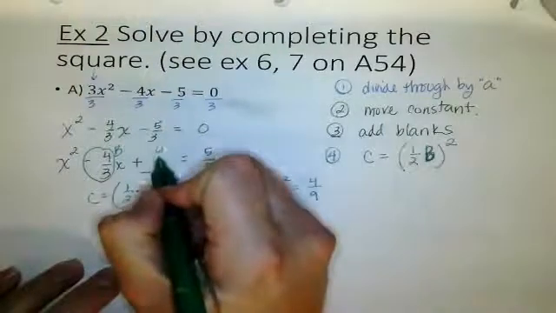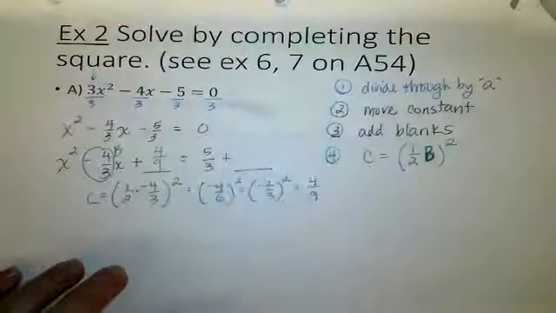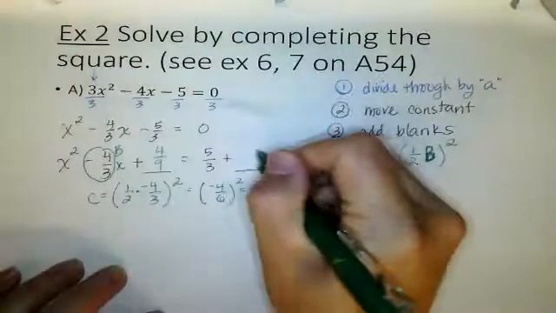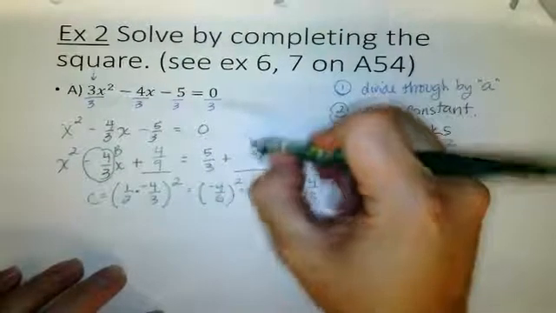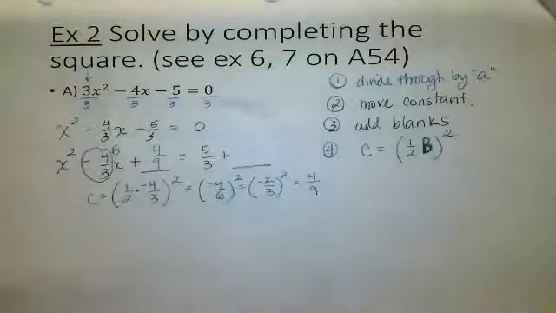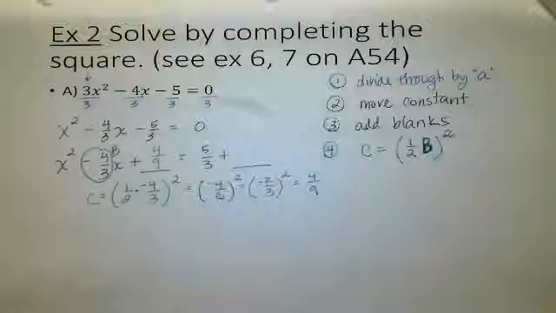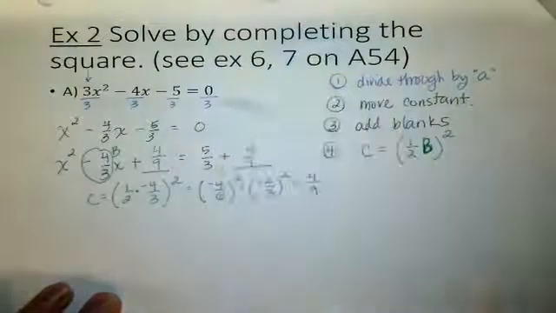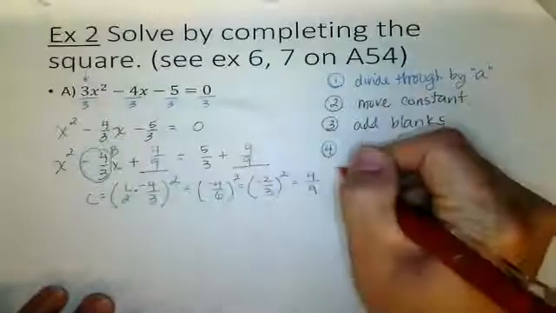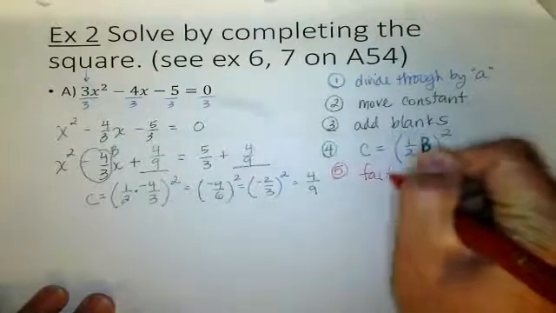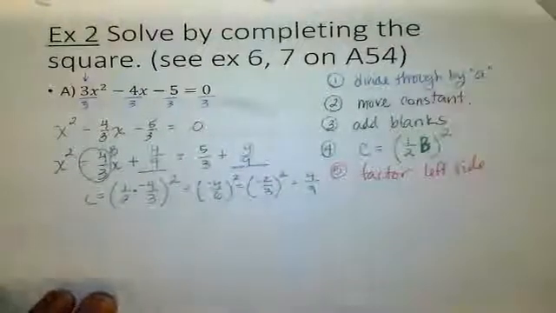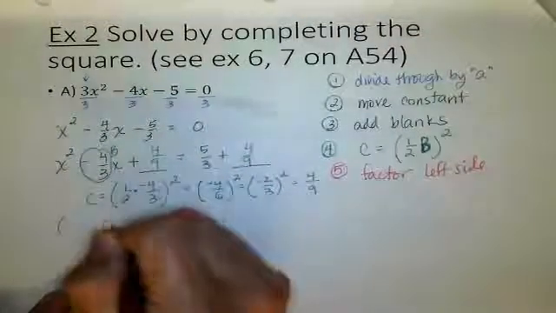Now, how come I had to add that blank to both sides of the equation? So it stays the same, right? We have to keep our equation balanced. So I can't just add that C value on the left-hand side because now I've added extra weight to that left-hand side. I need to make it balance out. So I need that 4/9 on the right-hand side also. By doing that, we are now able to factor the left-hand side in this case. We have a trinomial that we can double bubble.